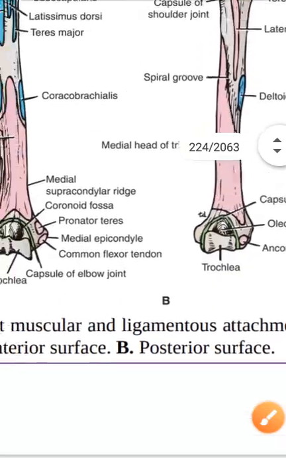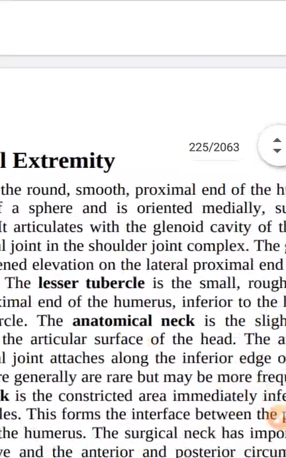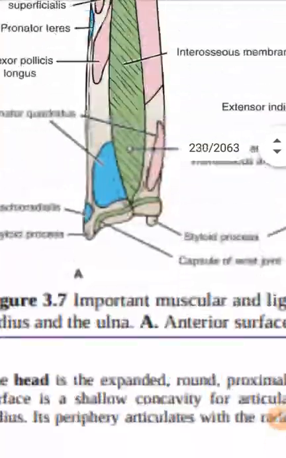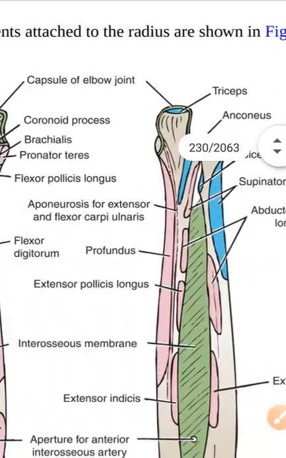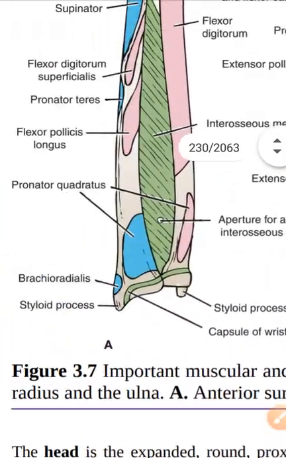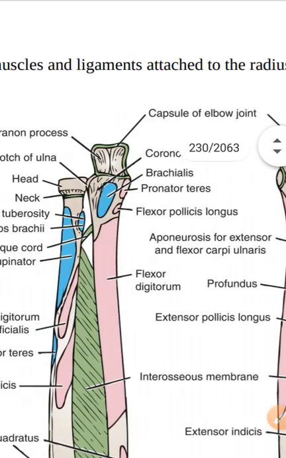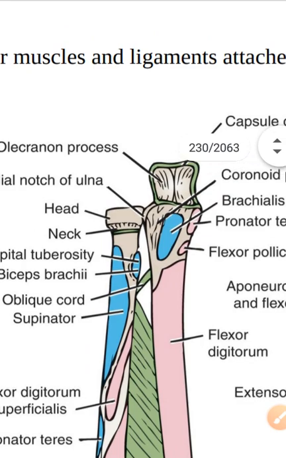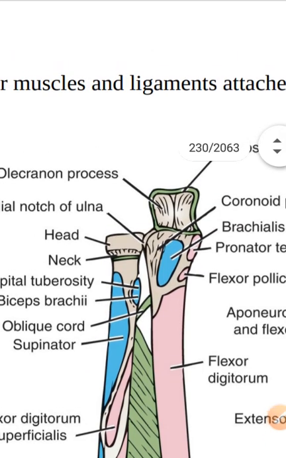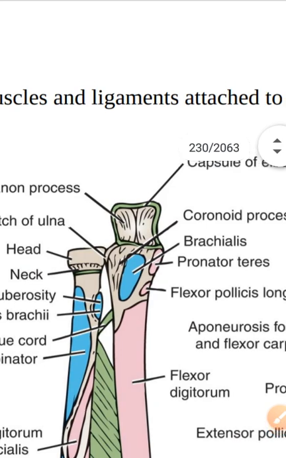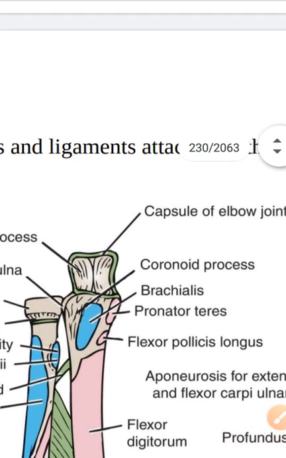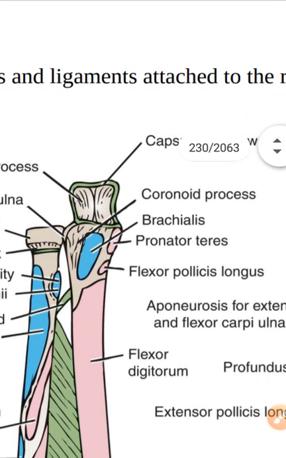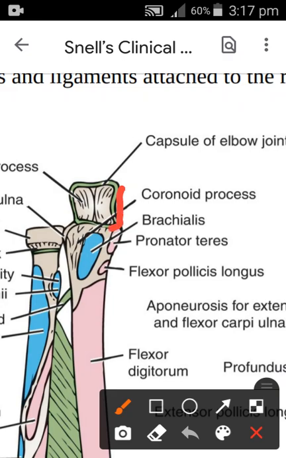So now we will discuss the muscles which are attached to the ulna and radius. First we will look at the anterior surface. There is the head and neck of the radius, and the capsule. What is indicated by this green portion of the ulna? This green indicates the capsule of the elbow joint.